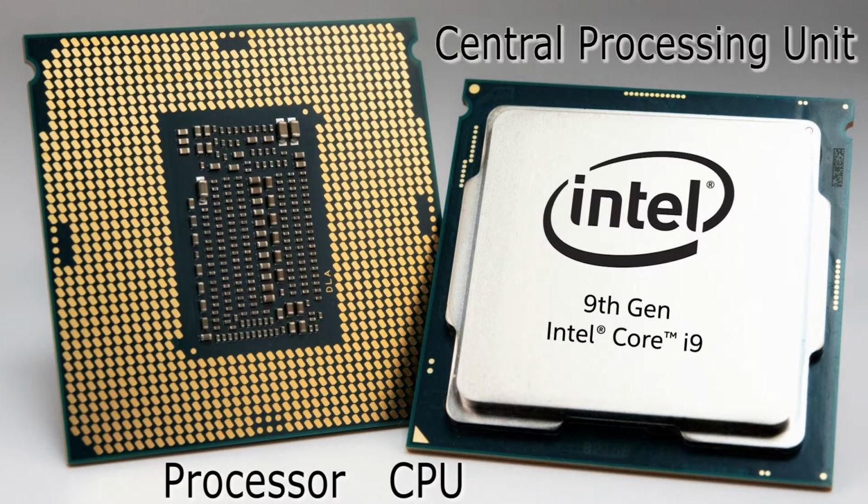Next up is the processor, also called the CPU, which stands for Central Processing Unit. This handles all requests sent to the computer by you and by your software. It controls how fast a process can be completed. Most processors are made by either Intel or AMD.